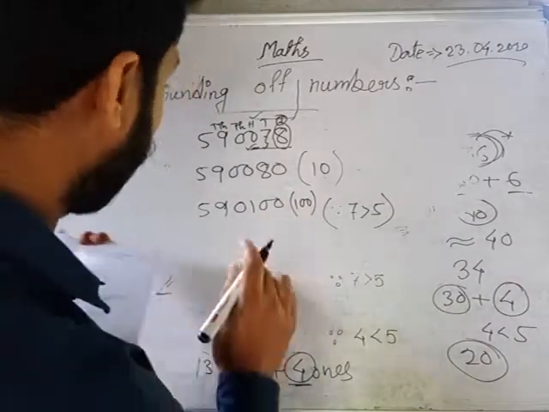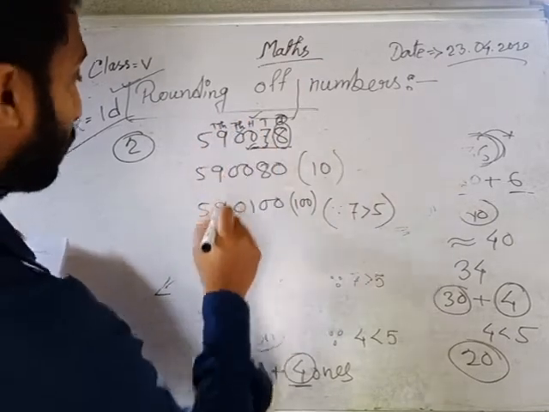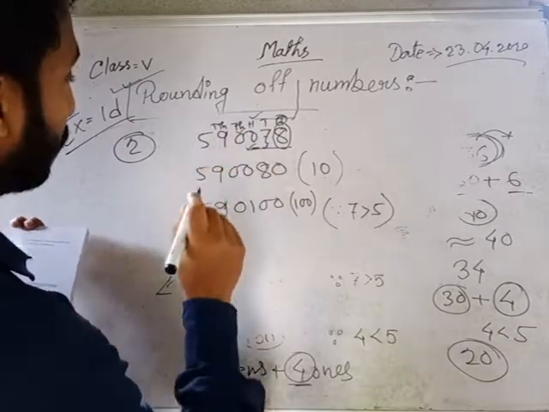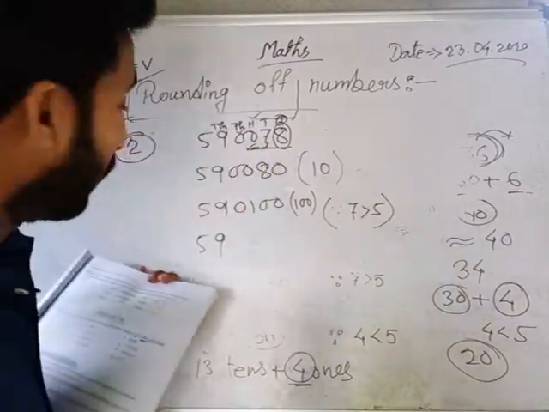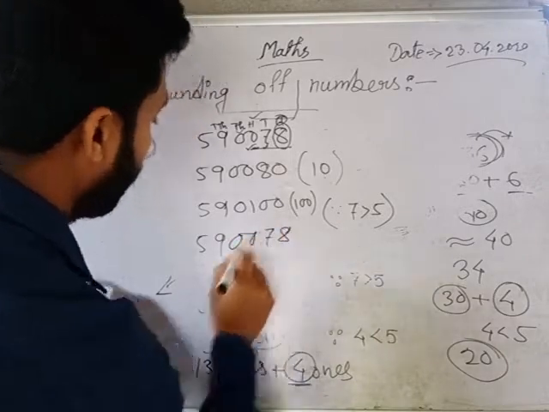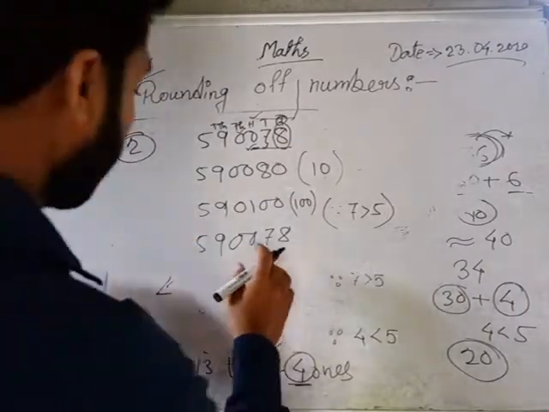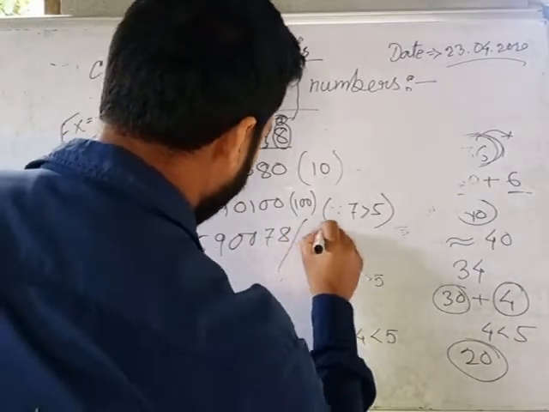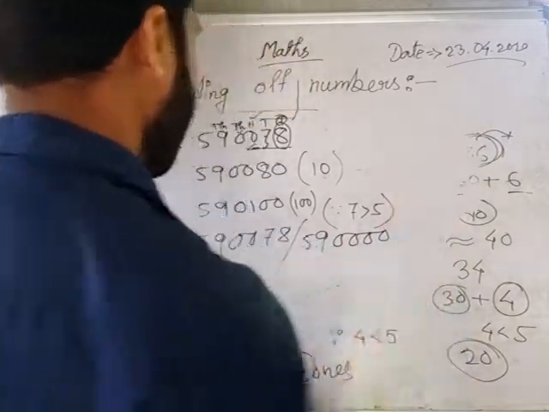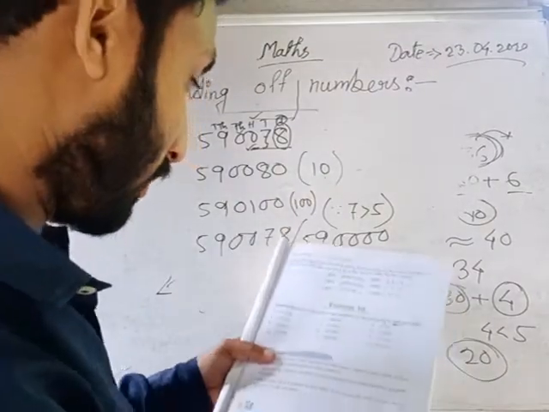If it is nearest to the 1000, the 1000 place is 0. That means 0, 0, 7, 8. Okay. You should write here also 0, 0. 590000. Do you understand? Okay. So you should do it yourself.